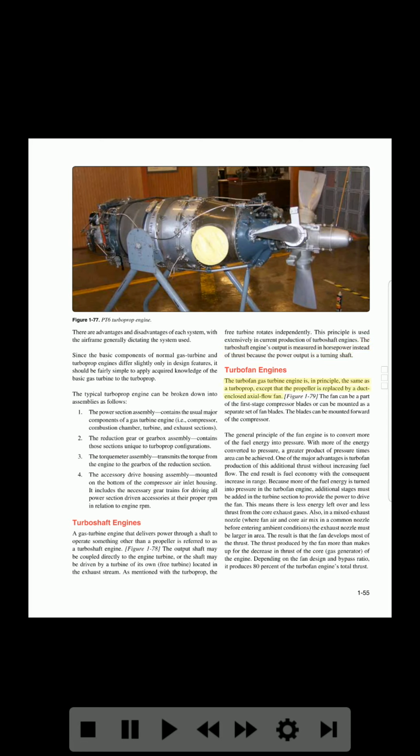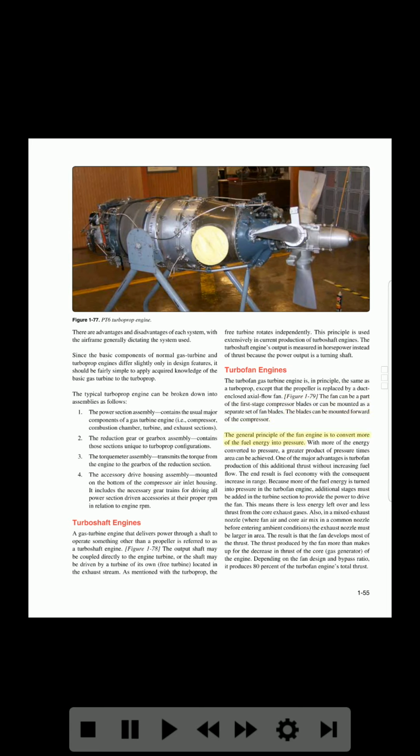Turbofan engines. The turbofan gas turbine engine is, in principle, the same as a turboprop, except that the propeller is replaced by a duct-enclosed axial flow fan. Figure 1-79. The fan can be a part of the first stage compressor blades, or can be mounted as a separate set of fan blades. The blades can be mounted forward of the compressor.